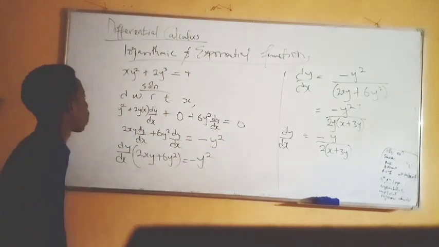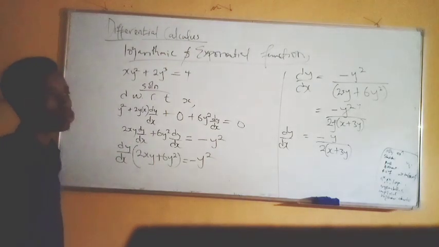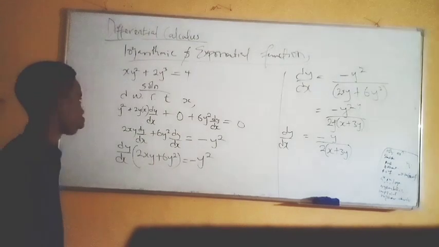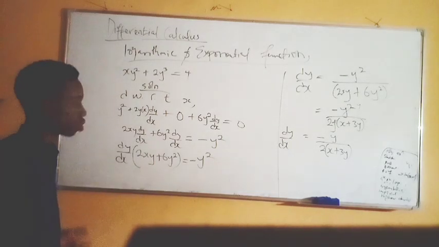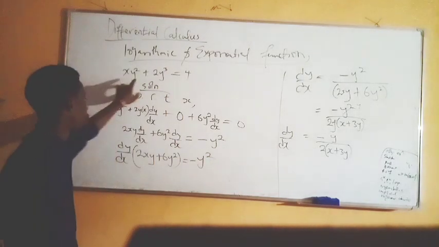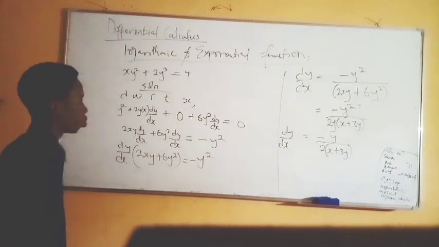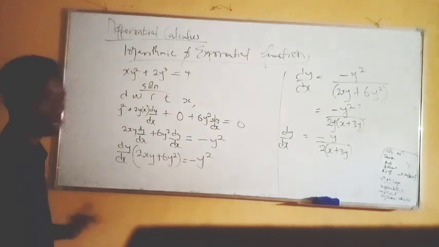This is it. This particular method comes in handy when we enter the applications of differentiation, especially when we deal with tangents and normals to conic sections, because most conic sections have their equations in this format. So this principle of implicit differentiation helps us to differentiate such functions.